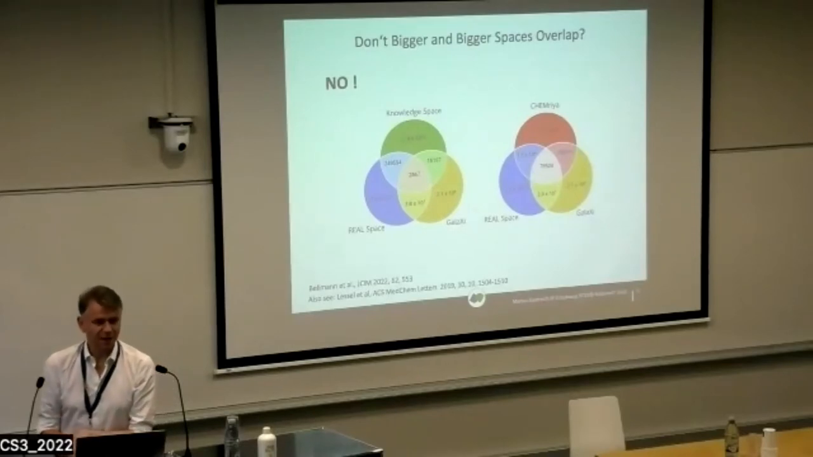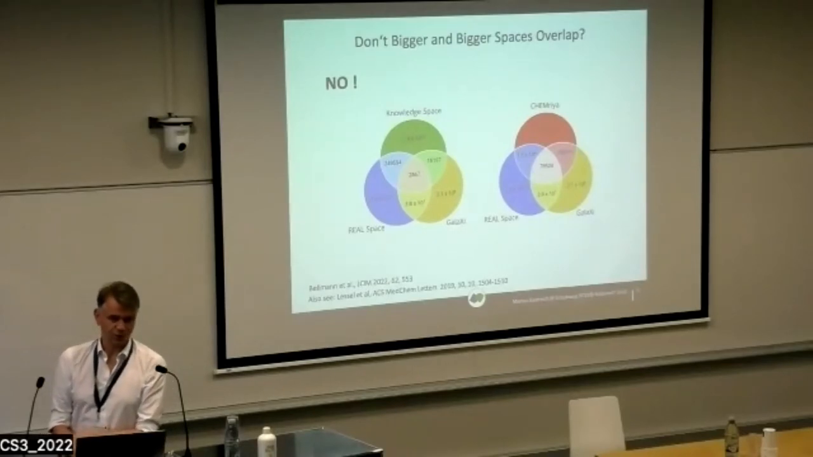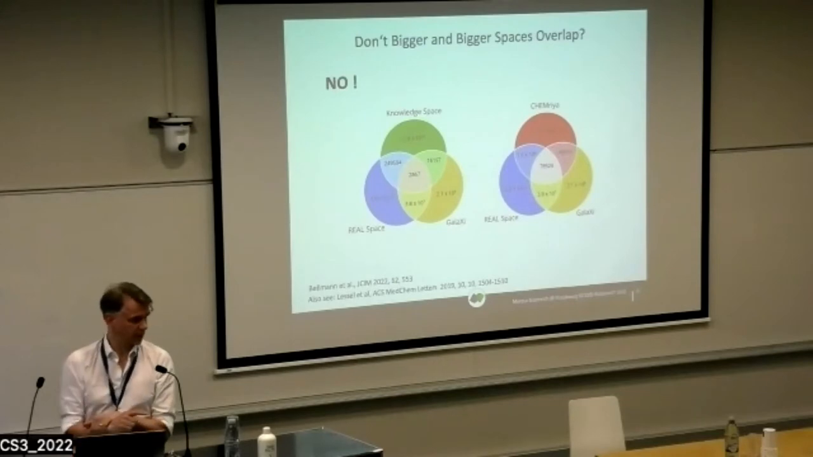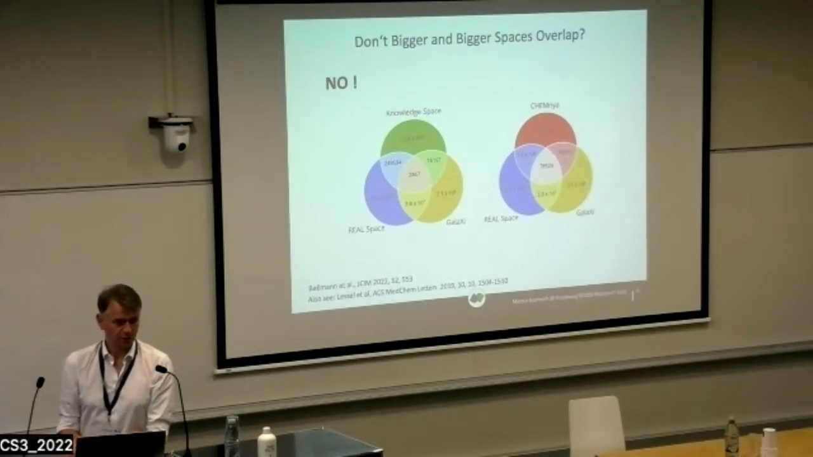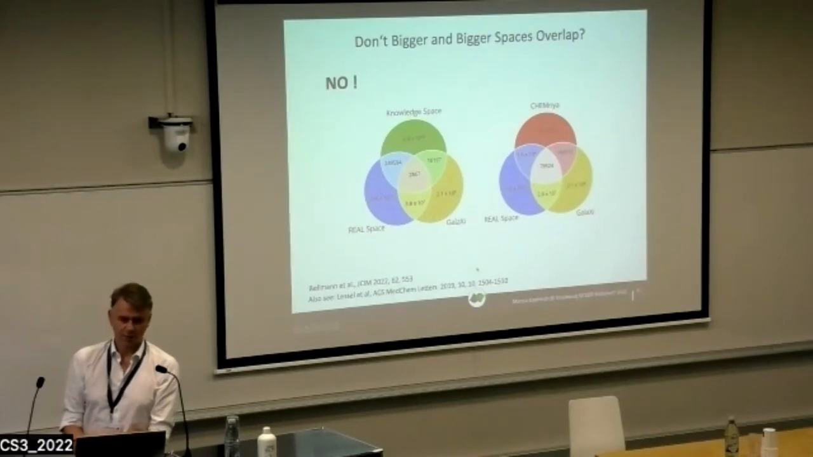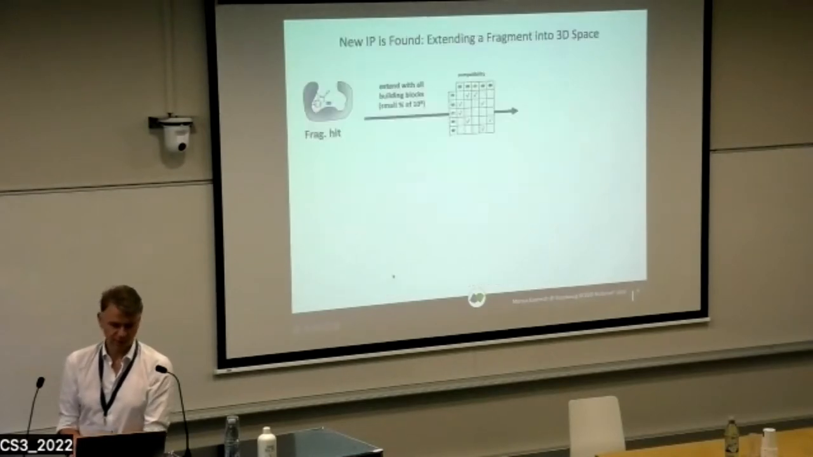But don't bigger and bigger spaces then overlap, even if we increase the haystacks? Don't we overlap? And thankfully, Matthias already introduced SpaceCompare, which is a tool that allows these huge spaces to be compared, with very, very small numbers emerging. Two papers on this. The first one was a linearized, enumerated way of accessing subchunks of these big spaces. And now with Louis Bellmann's work, we can actually quantify these things.